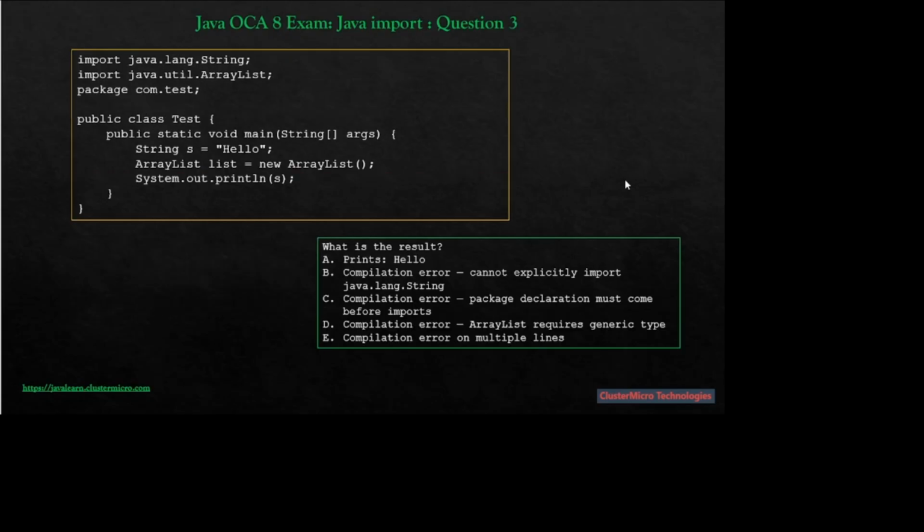Question number 3: what is the result? What does it print? What we have here is two imports, but they are above the package declaration. So it will not compile. The answer will be C, compilation error. Package declaration must come before imports, so it should be above the import lines.